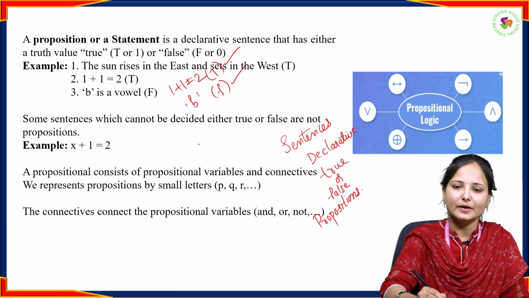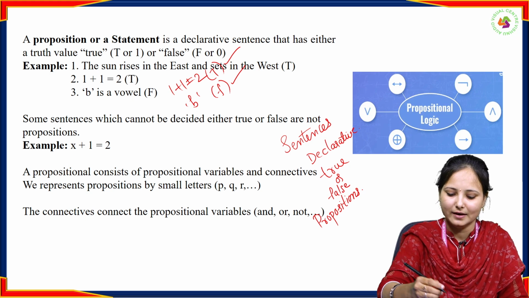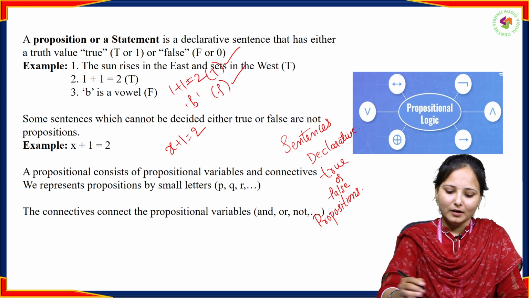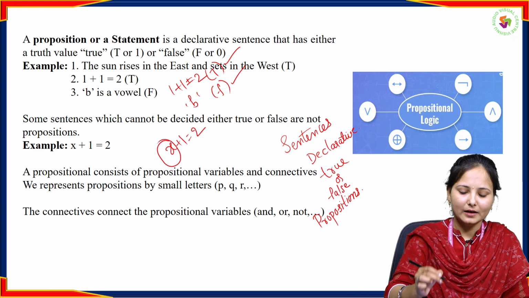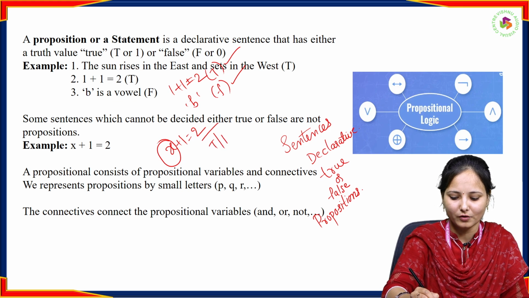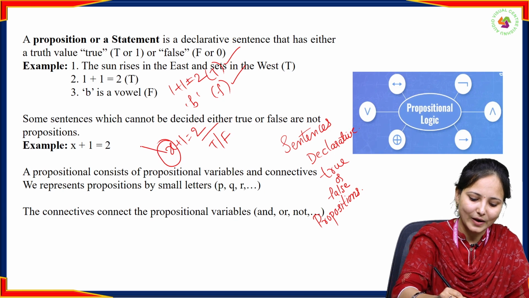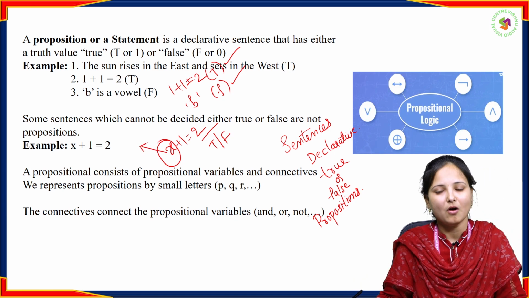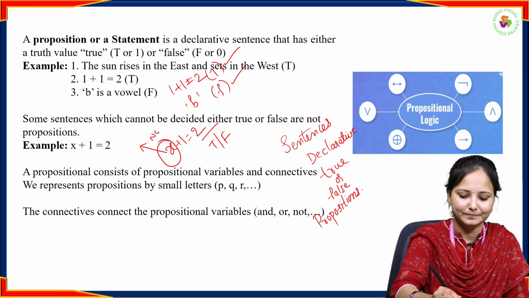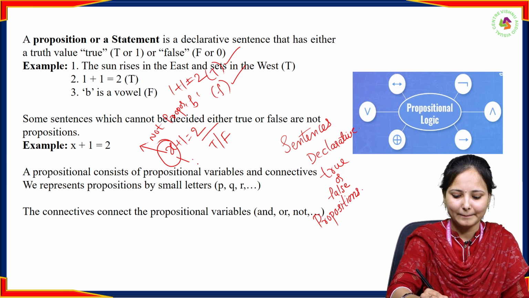For example, there are some sentences of which we cannot tell whether they are true or false. For example, x plus 1 is equal to 2. Unless and until we know the value of x, we cannot say this statement is either true or false. These sentences can be judged only when the x value is substituted with some value, or when it is quantified. These kinds of statements are not propositions. They are known as predicates.